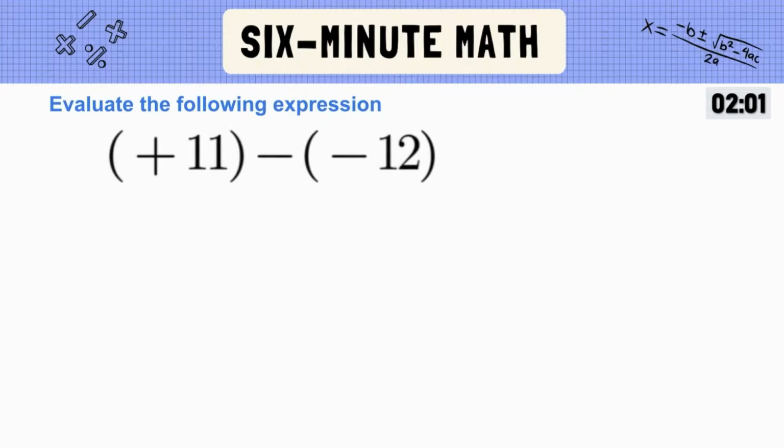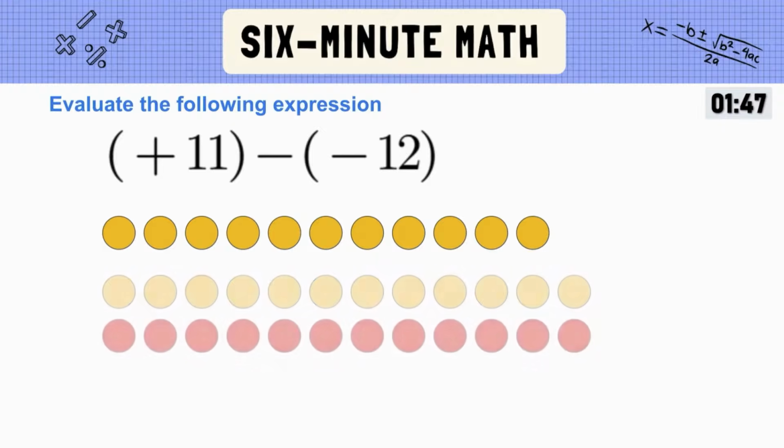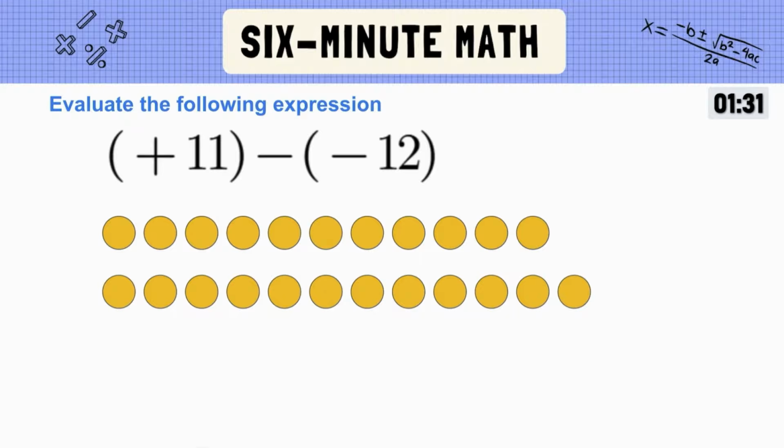We're going to evaluate positive 11 minus negative 12. So I'm going to start out with my positive 11 chips, and I'm actually going to use 12 zero pairs for my next part of the example. I will be removing negative 12 chips. This whole bottom row is negative 12. So when I remove that, I can count up my remaining positive chips. And if I were to count all those up, I would have positive 23.